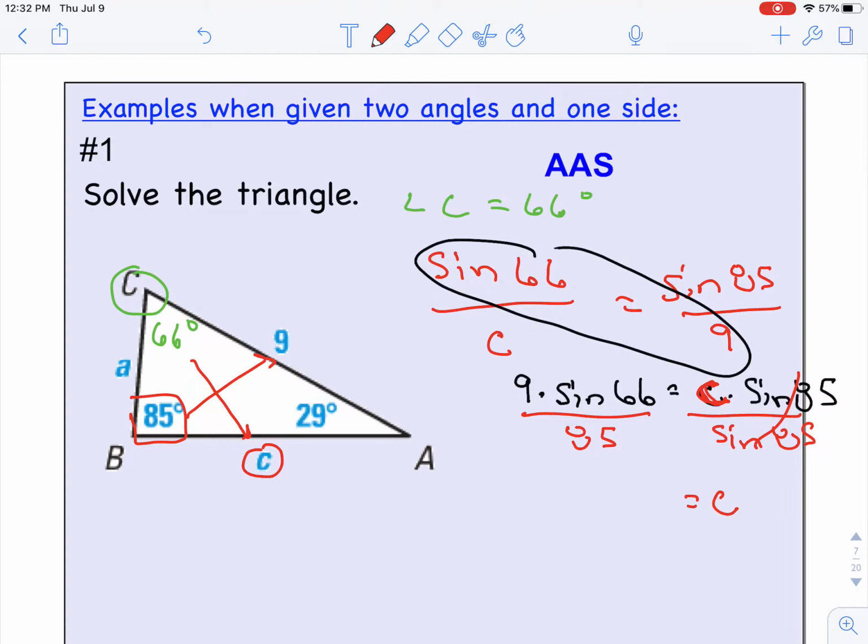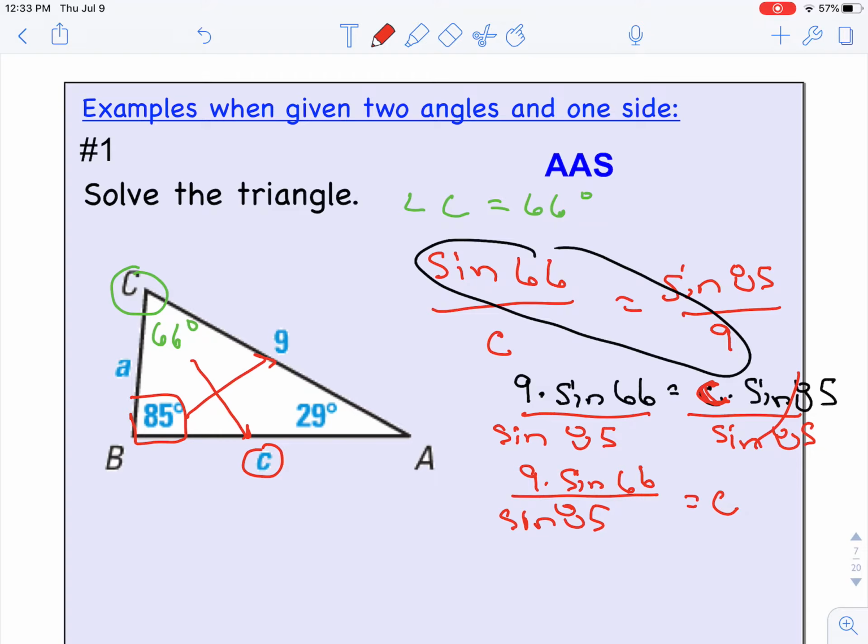So now my C value is equal to 9 times the sine of 66, all divided by the sine of 85. And you can enter that in your calculator in one step. Oops, I forgot to write the word sine in here. I've been saying it, but not writing it.